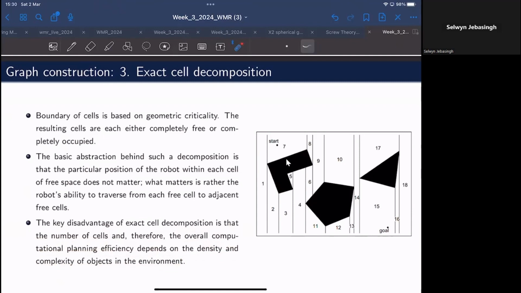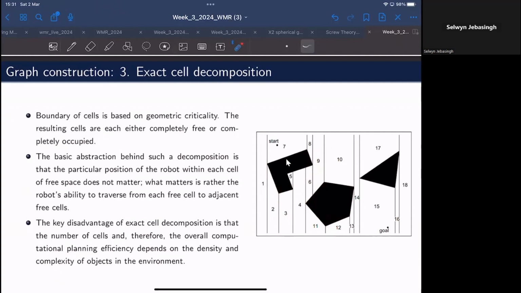If you have multiple obstacles with multiple edges, then you may get even more resolution, because there are obviously more vertices involved, and as a result you can have more cells. That also increases the resolution of this configuration space. And as a result, you will be able to locate the robot with a higher resolution.